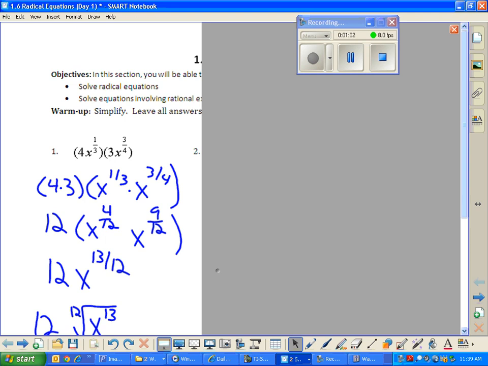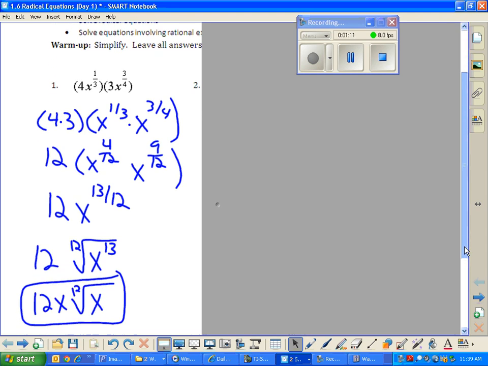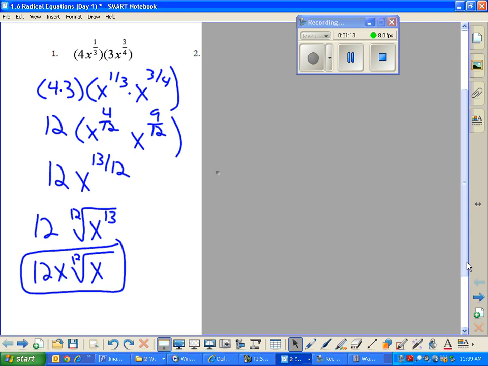But then I had to look at the directions. I'm like, oh, I got to leave the answer as a radical. Well, the 12 doesn't have a rational exponent to it. So the 12 gets to stay put. And then I have to take the 12th root of x to the 13th power and simplify.